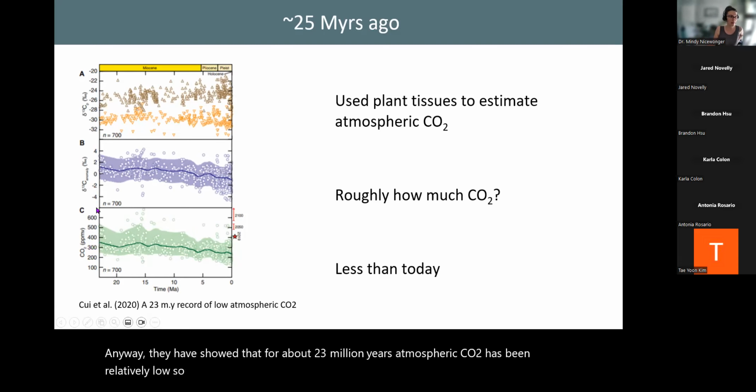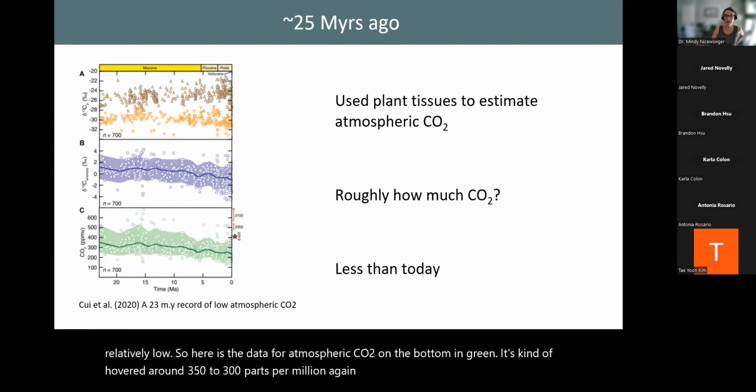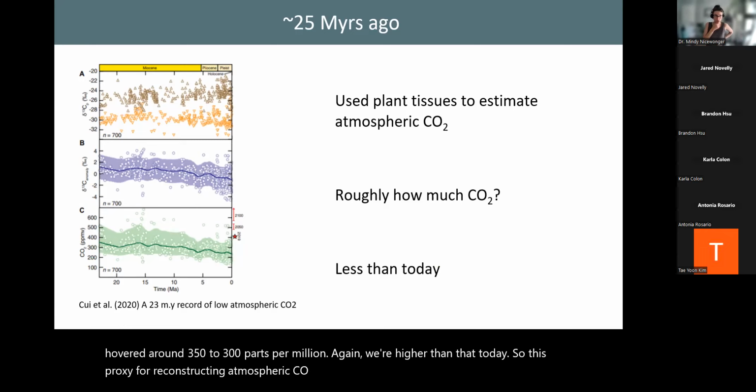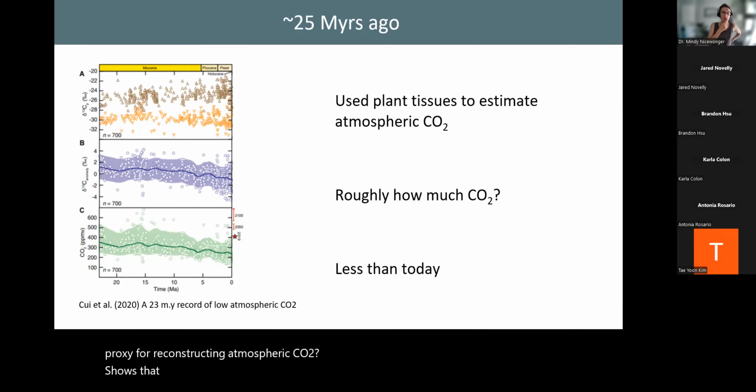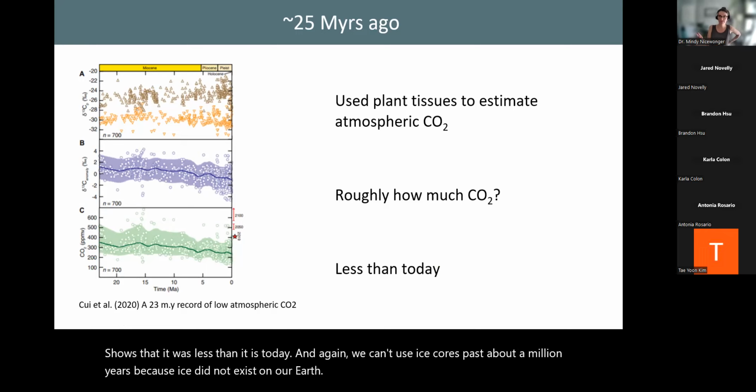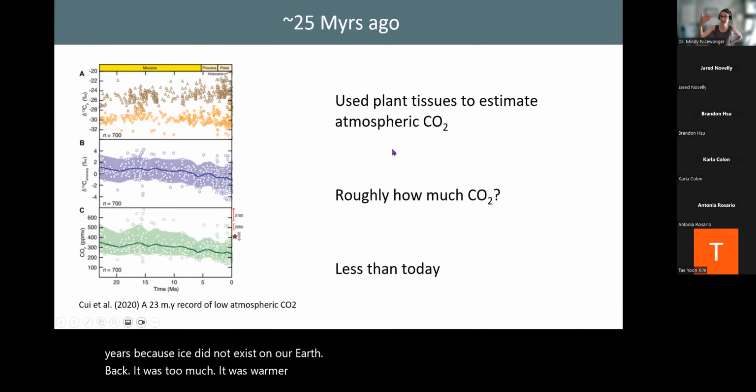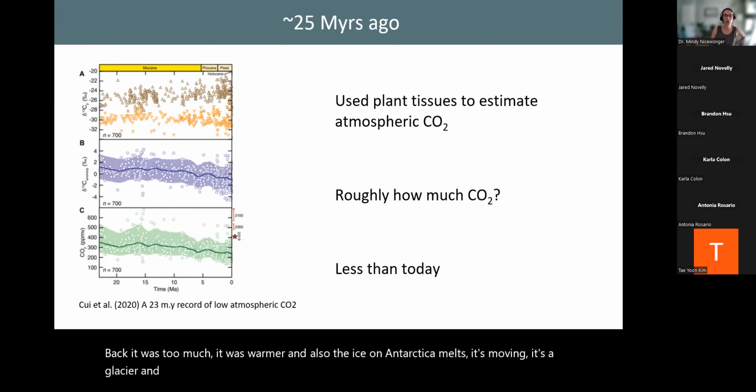Here is the data for atmospheric CO2 on the bottom in green. It's hovered around 300 to 350 parts per million. Again, we're higher than that today, so this proxy shows that it was less than it is today. And we can't use ice cores past about 1 million years because ice did not exist well back then. It was warmer, and the ice on Antarctica moves as a glacier, slowly going out to the ocean, and it's lost forever.